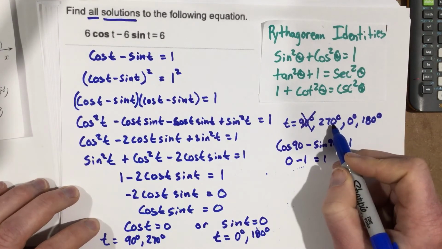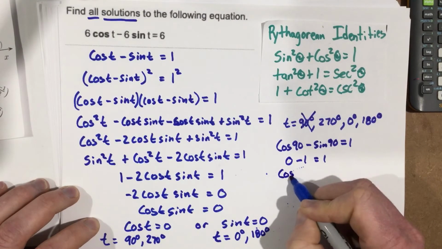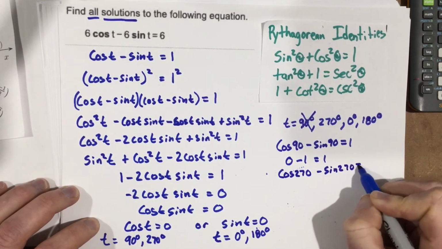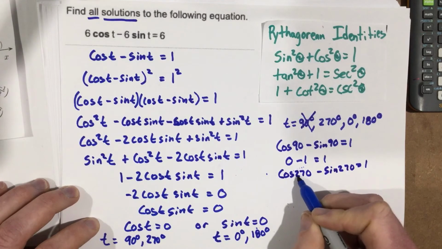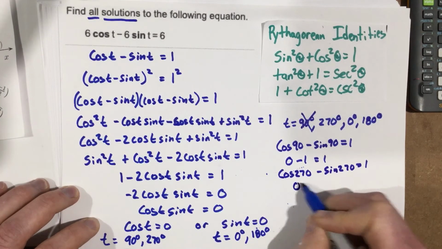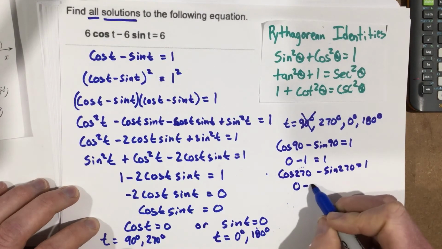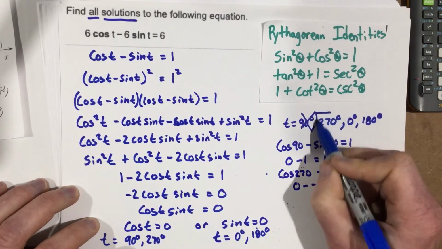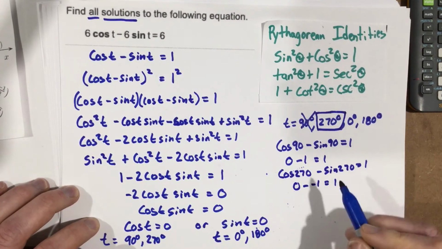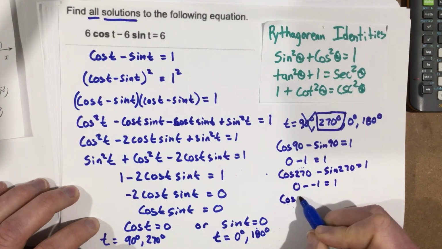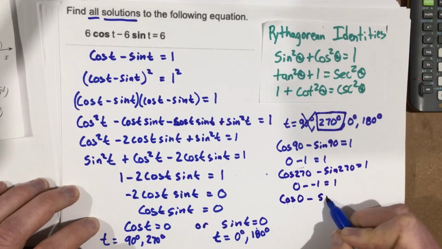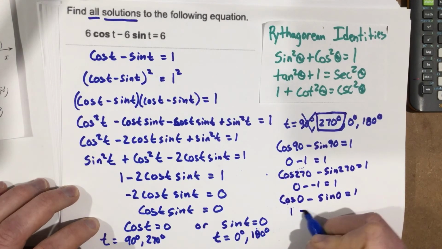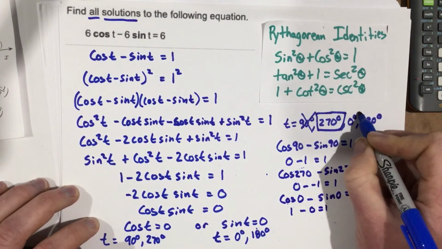Now let's try 270. So we'll say cosine 270 minus sine 270 equals 1. We know cosine of 270 gives you 0. Sine of 270 gives you negative 1, so I have minus negative 1 equals 1. Does this work? Yes, because that's a positive 1. So this is one of our solutions. Let's try 0 degrees. Cosine of 0 minus sine 0 equals 1. Well, cosine of 0 we know is 1, minus 0. So that's one of our solutions.